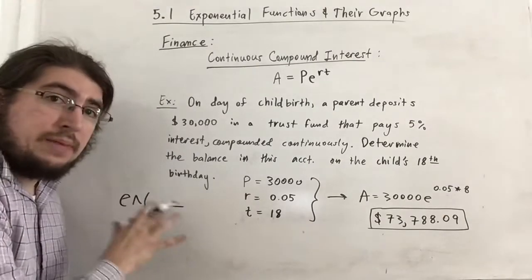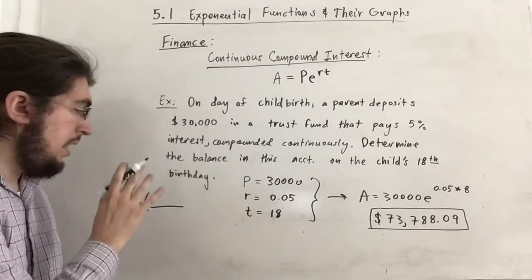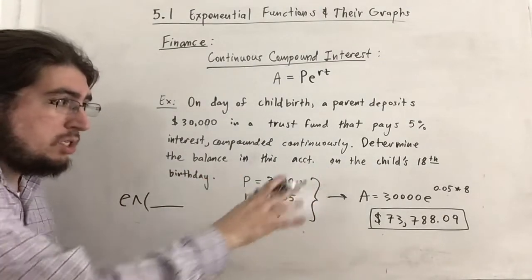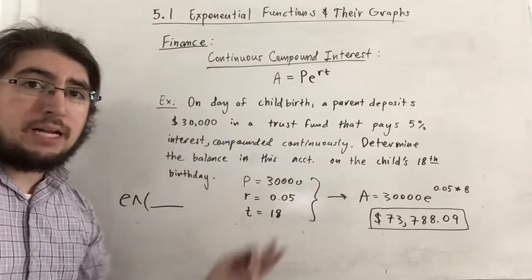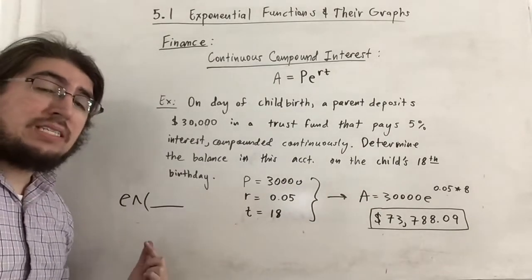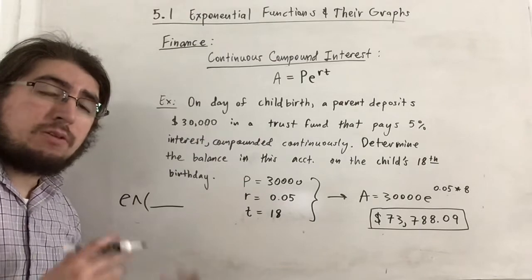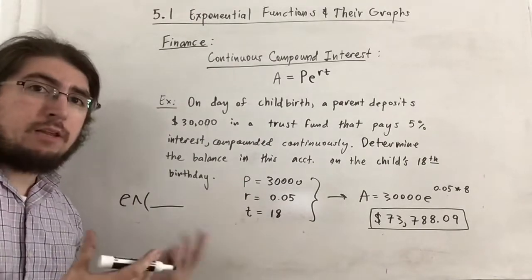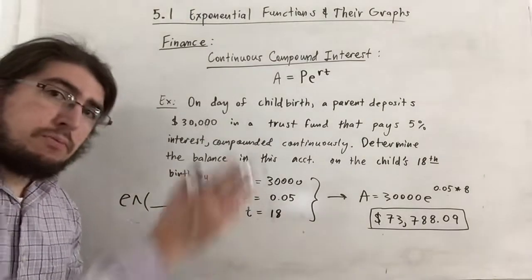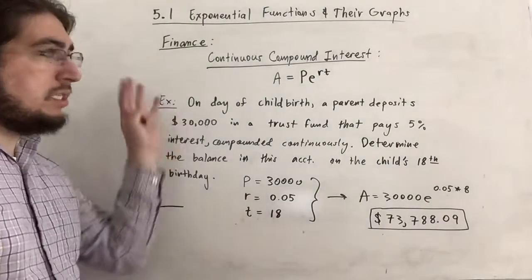And if you type this in your calculator, 30,000, and then this, then all you need to do is type 0.05 times 18. In other words, the parentheses for the exponent are already there for us. So there's no room for error like there was from the previous formula for just regular compound interest.